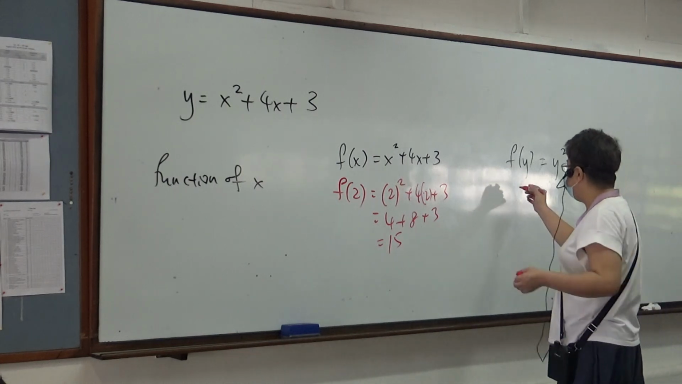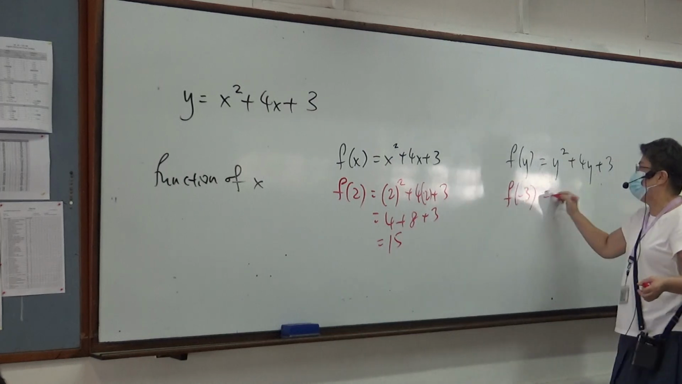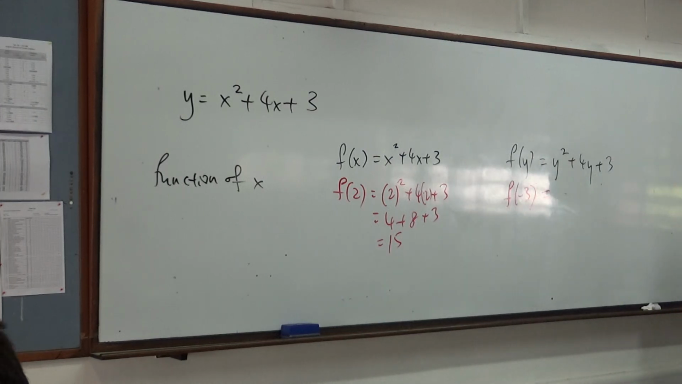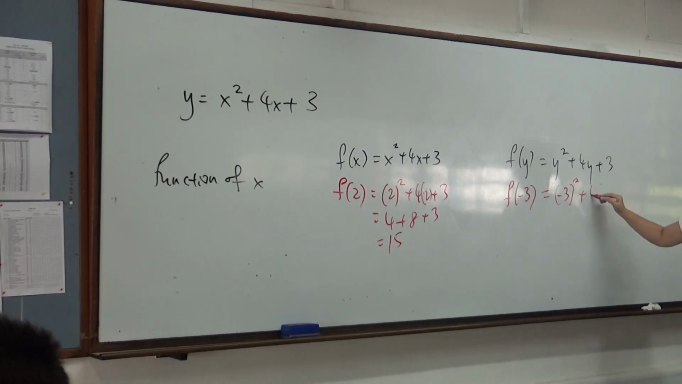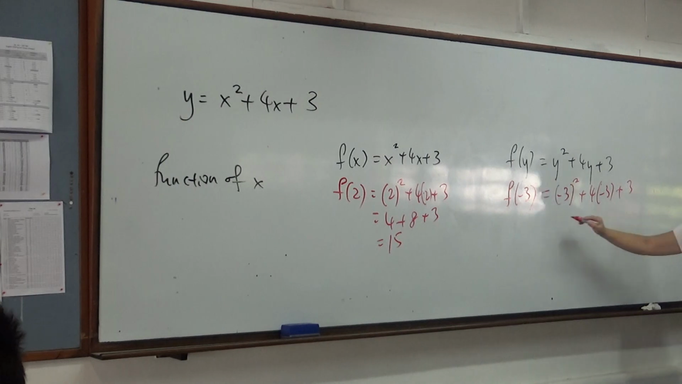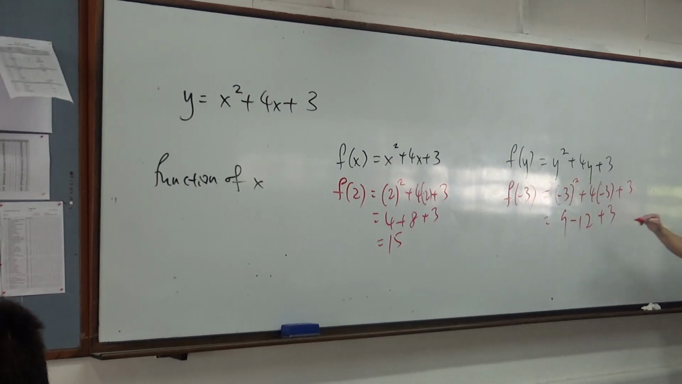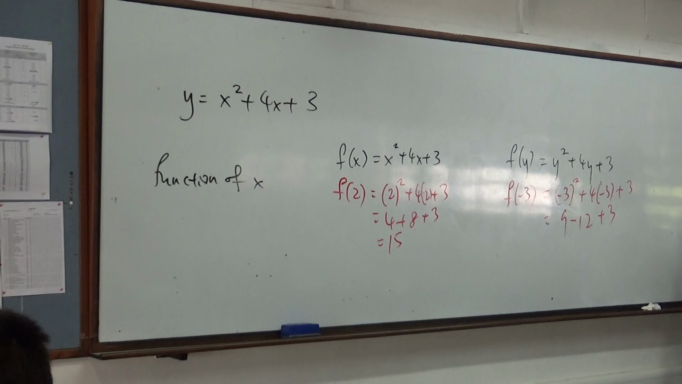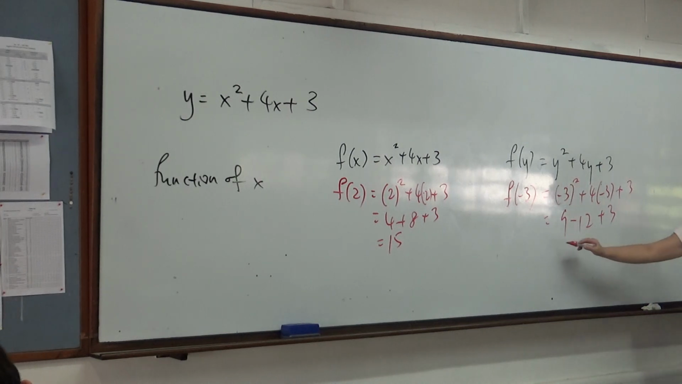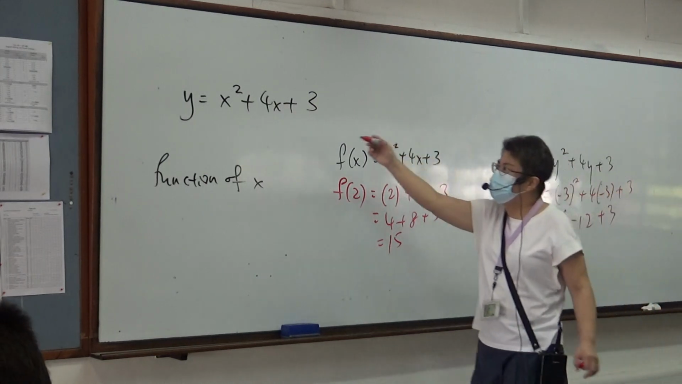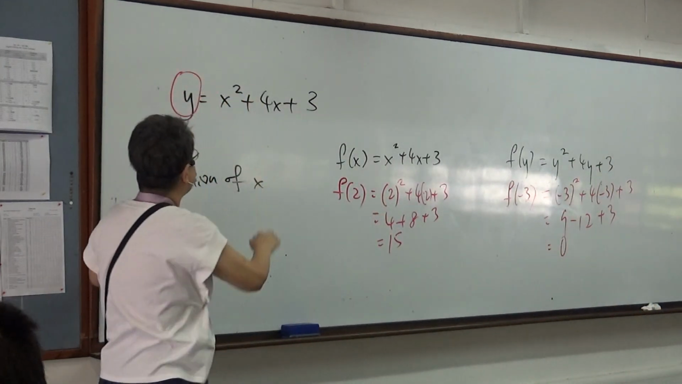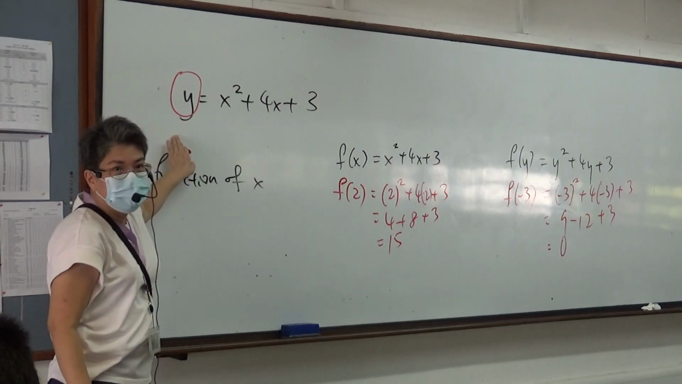Now, so what if I say f(-3) over here? What does it mean? x is the value of negative 3. So I'll have negative 3 squared plus 4 times negative 3 plus 3. This is 9 minus 12 plus 3, right? What's the answer? 0. So when x is negative 3, f(x) is 0. In fact, when I do here, it's actually when x is negative 3, y is 0. Can you see? But I just call it a function.